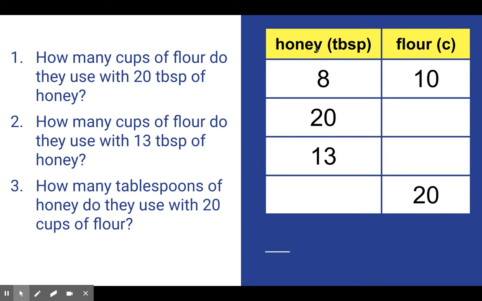Well, there is a way to get from 4 to 20. I would just have to multiply by 5. 4 times 5 gives me 20. So on the other side, if I use 4 tablespoons of honey for 5 cups of flour, 5 times 5 gives me 25. Okay. So that's one way to figure that out. So again, your answer was 25.